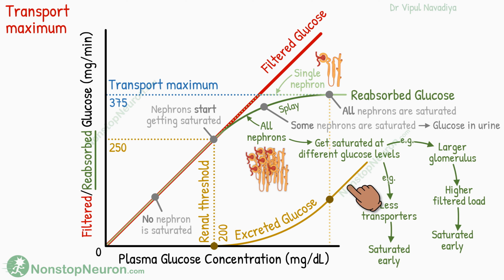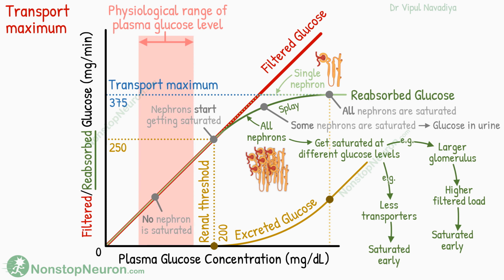After transport maximum, all the additional filtered glucose is excreted. So the excretion rises parallelly with filtration. But normally we don't need to worry about the loss of glucose, because the physiological range of plasma glucose level is this. And in this range, almost all the glucose is reabsorbed.